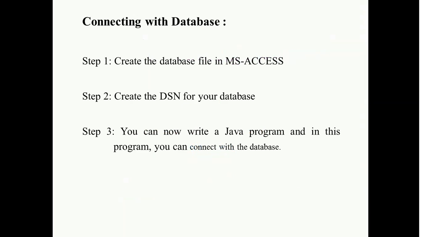Today we will see how to connect JDBC ODBC with the database. For connecting with the database, we need to follow three steps. First, create the database file in MS Access. Second step is to create the DSN, that is a data source name, for your database. And third step is you can now write the Java program, and in this Java program you can connect with the database. So when you connect with the database, we need to follow these three steps.